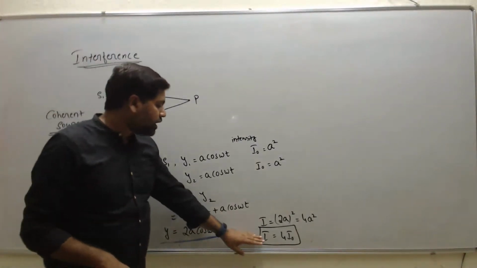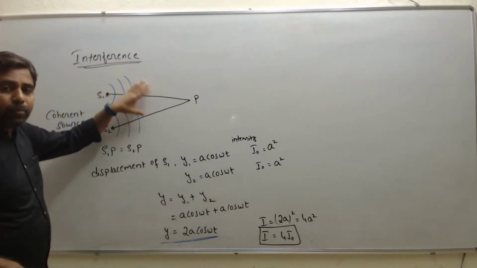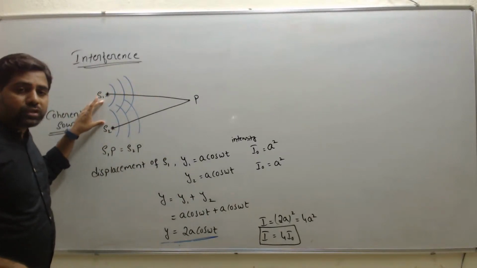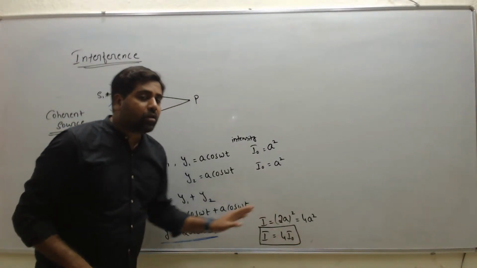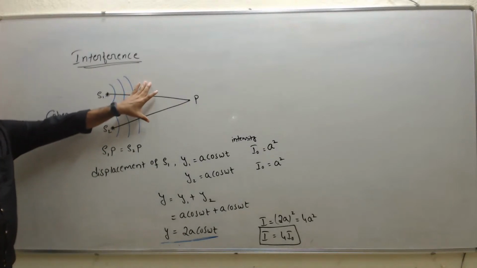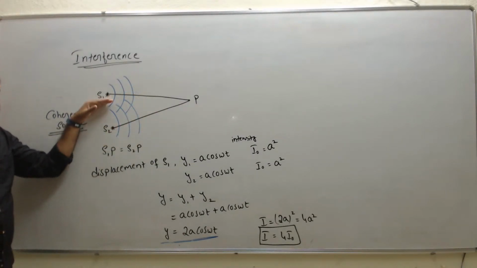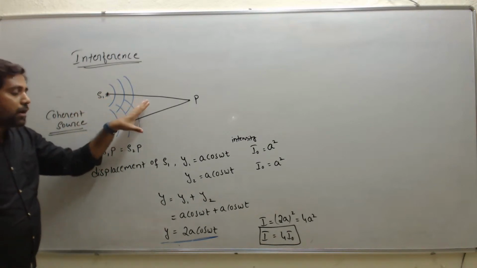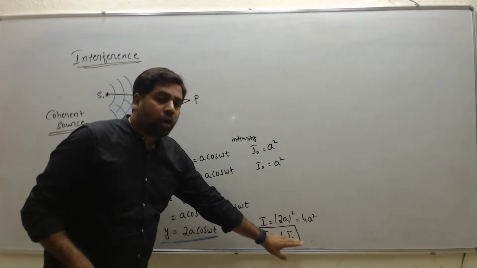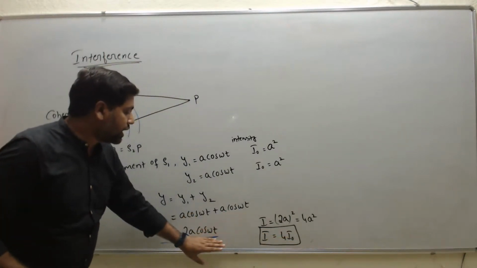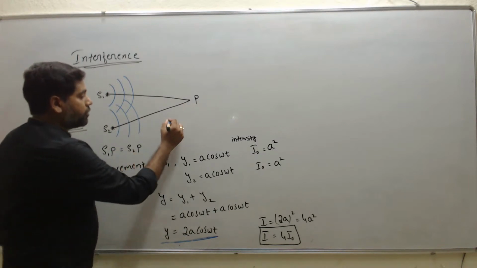Here if we draw the perpendicular bisector on this medium by these two sources, then we get the intensity I is equal to 4I0 at any point along it. If we draw the perpendicular bisector from S1 and S2, at that point we get the intensity I is equal to 4I0. So this interference is called constructive interference.